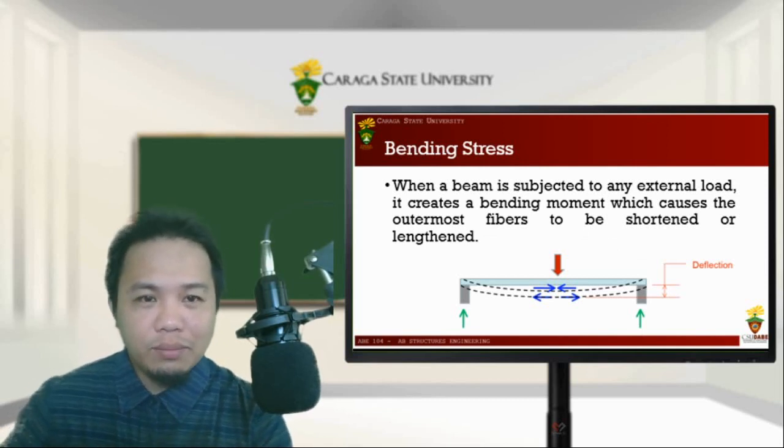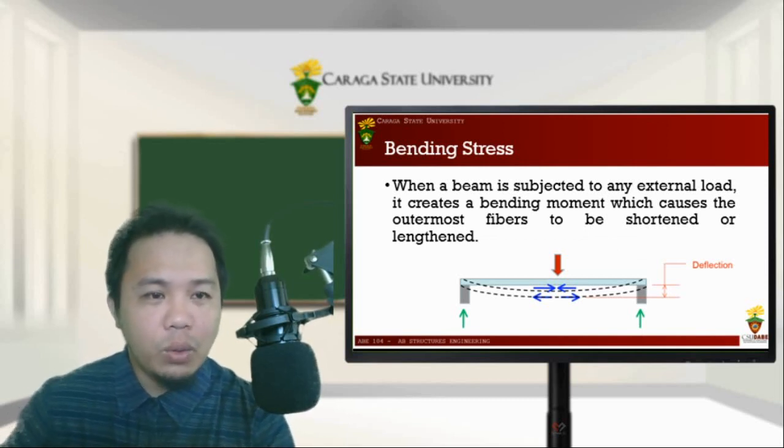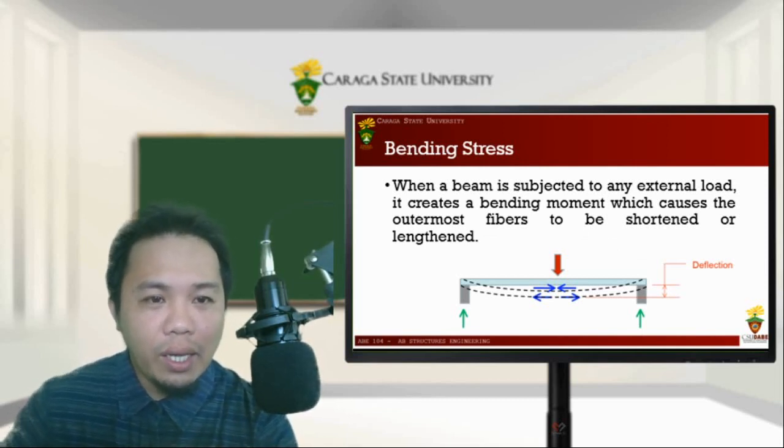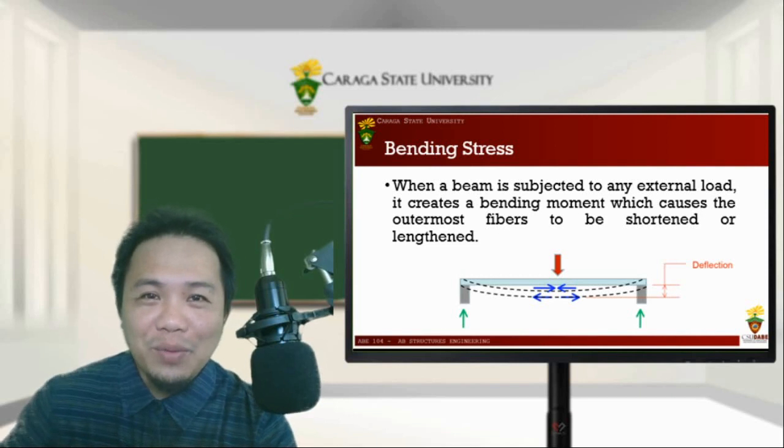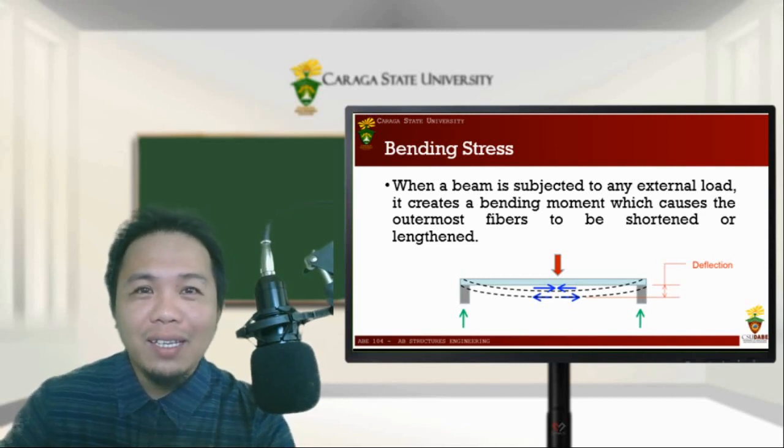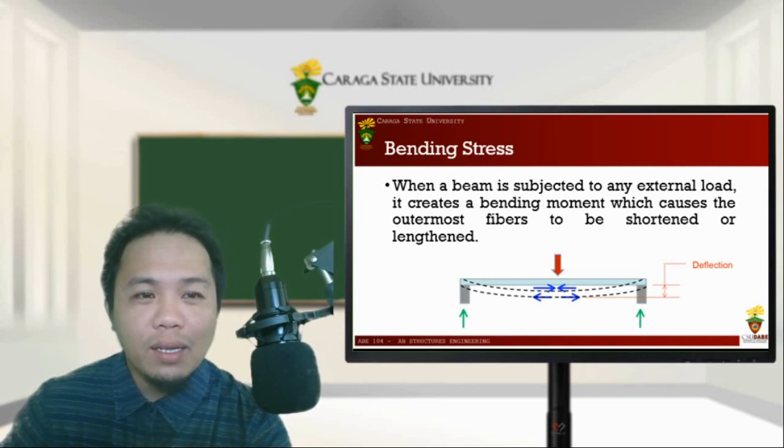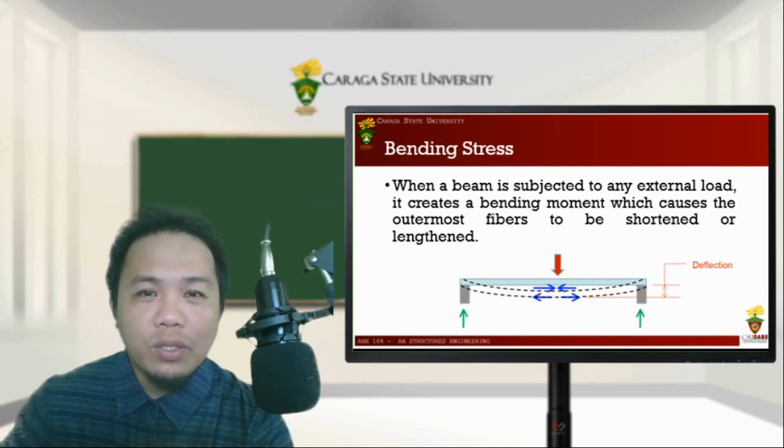Let's start with bending stress. When a beam is subjected to an external load, it creates a bending moment which causes the outermost fibers to be shortened or lengthened. Okay, it's very common already, no? I think it was discussed in the previous topic, the review of engineering mechanics principles about flexure. So, okay, I will just discuss it briefly.